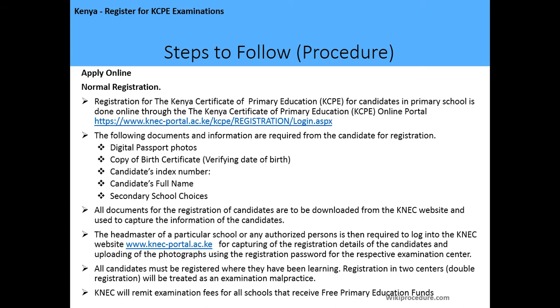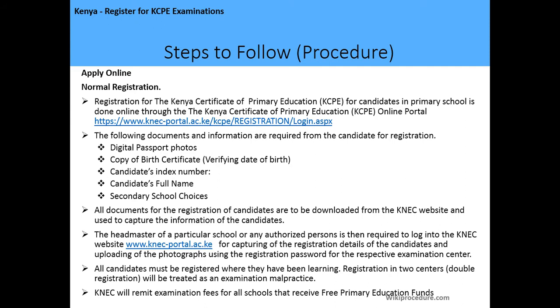You need to upload digital photos of the candidate, upload a copy of the birth certificate, input the candidate's index number, candidate's full name, and input the secondary school choices which the candidate has made. All documents for registration for the candidates are to be downloaded from the KNEC website by the head teacher, and these documents are supposed to be used to capture the information of the candidates, which is supposed again now to be keyed in the KNEC portal for KCPE registration.